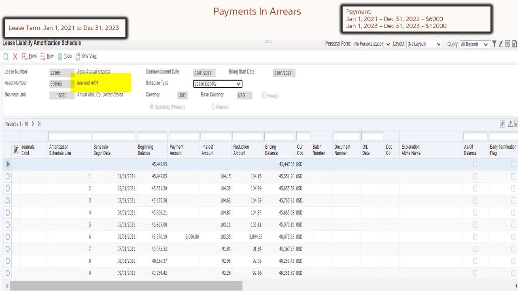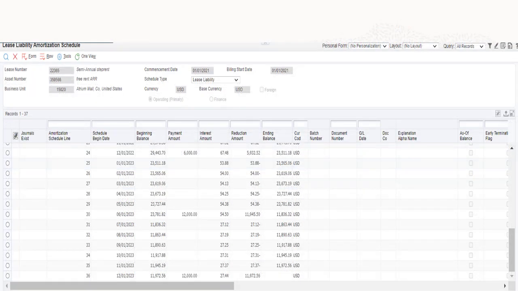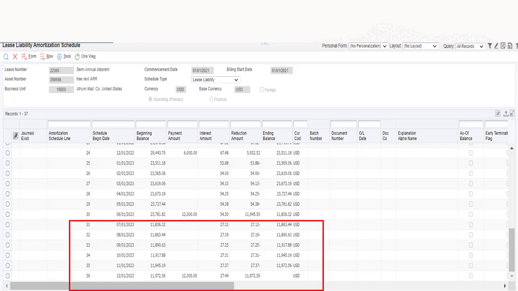The lease starts in January 2021 and ends in December 2023. There is a step rent, so the payment amount for the first and second billing periods, that is January through December 2021 and January through December 2022, is $6,000 each. The payment amount for the final billing period, that is January through December 2023, is $12,000. Payments are made in June and December for semi-annual billing. Notice that the final payment is made in December 2023 as the payment is made in arrears.